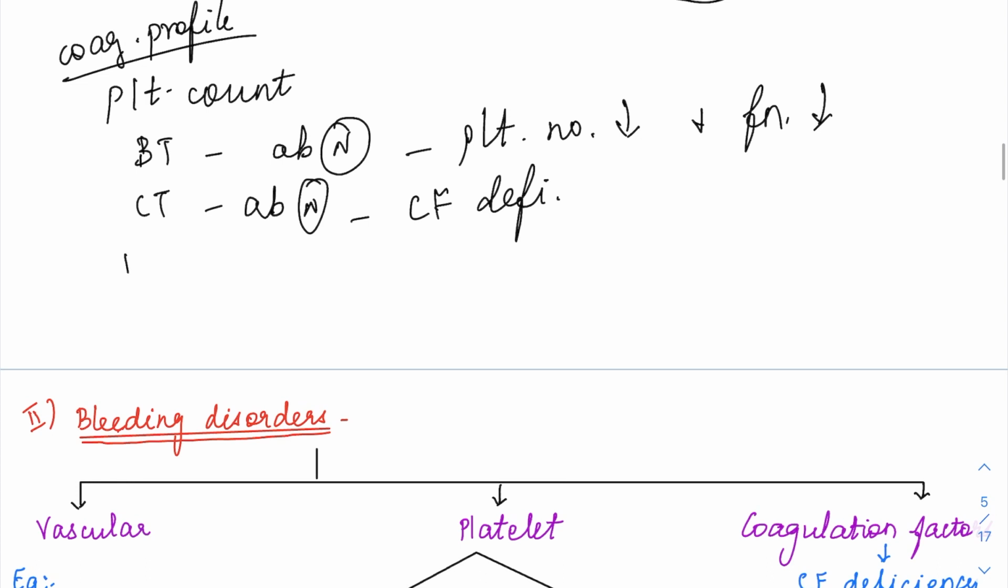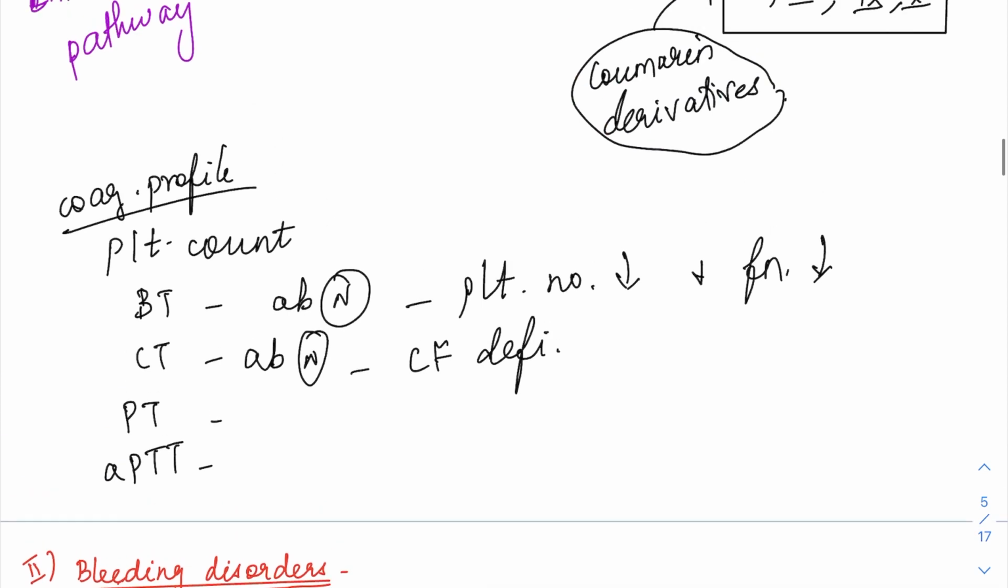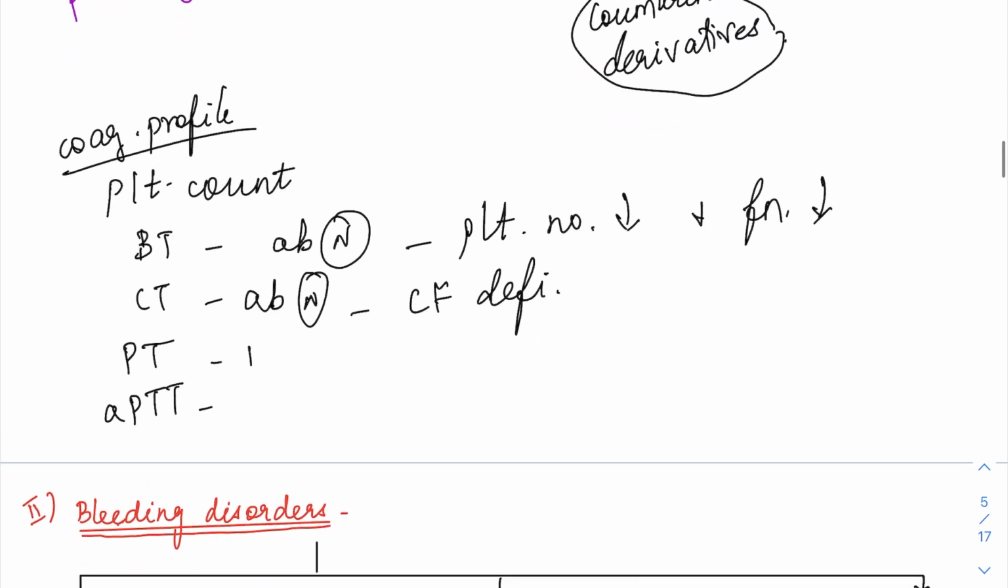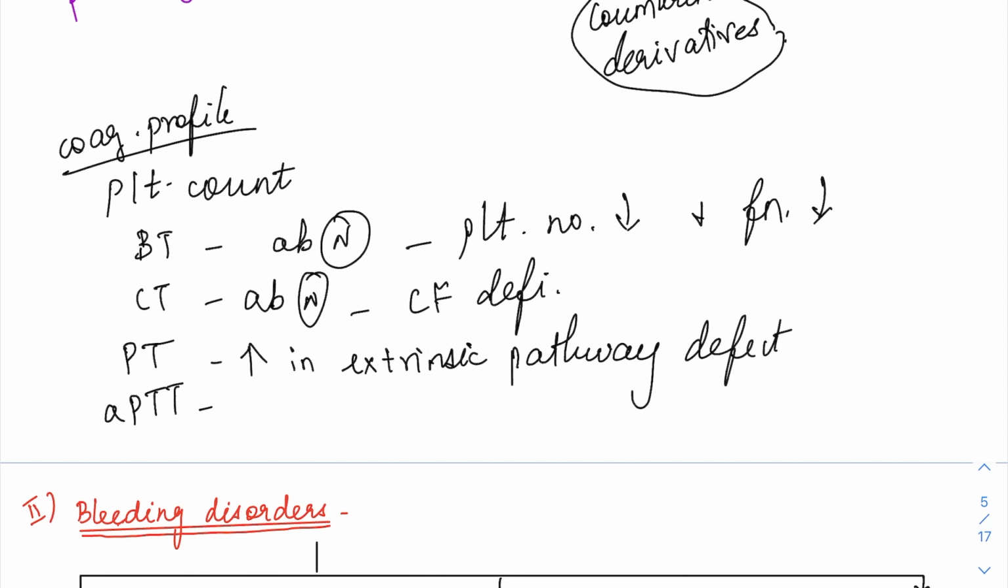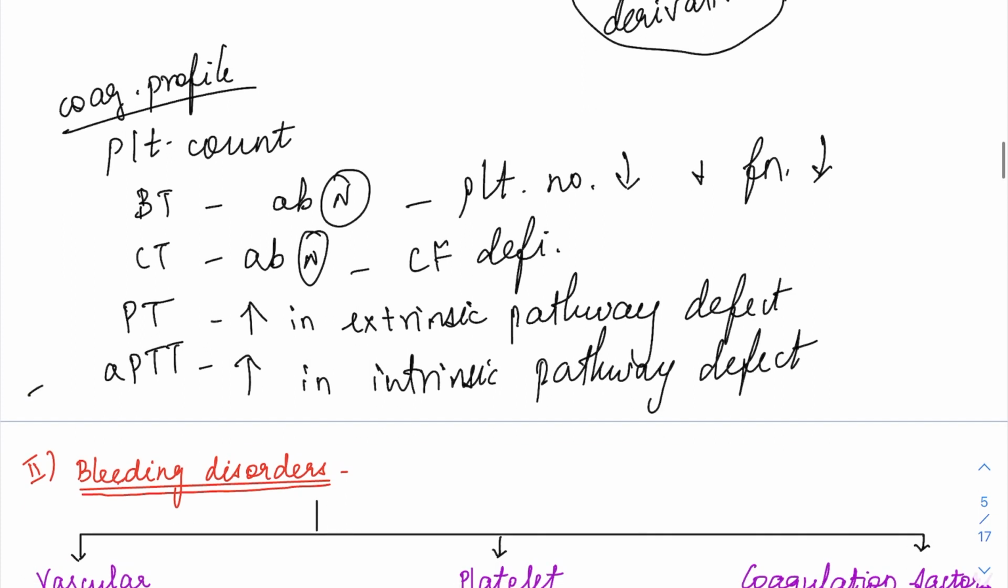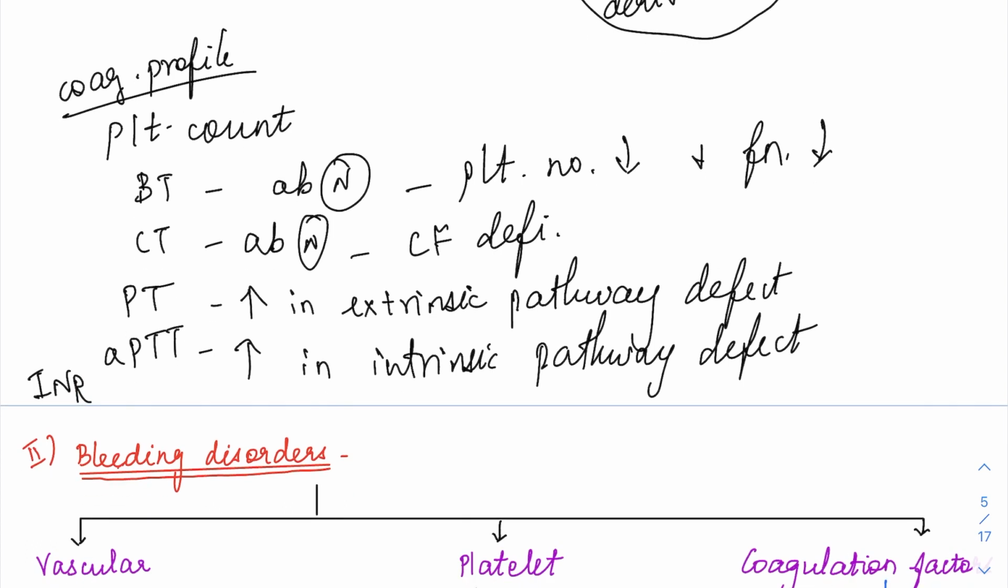Then we have prothrombin time and activated partial thromboplastin time. The prothrombin time, PT, is elevated in defects of the extrinsic pathway, while APTT is elevated in intrinsic pathway defects. Apart from this, we also use the INR ratio. These form the basic screening tests for any coagulation profile. For any bleeding disorder, you will have to do these tests, and whenever we discuss bleeding disorders, we will discuss them under these findings.